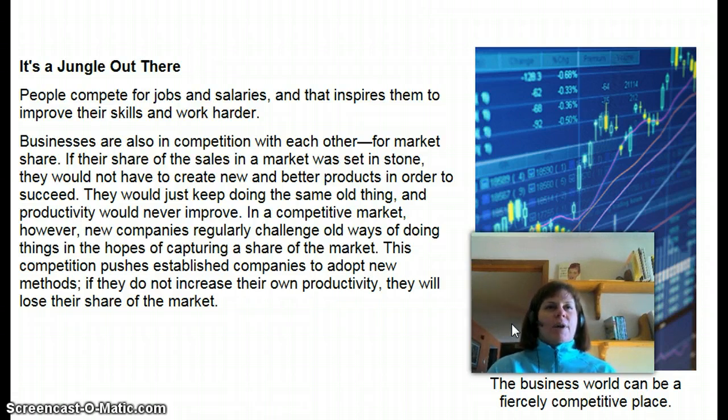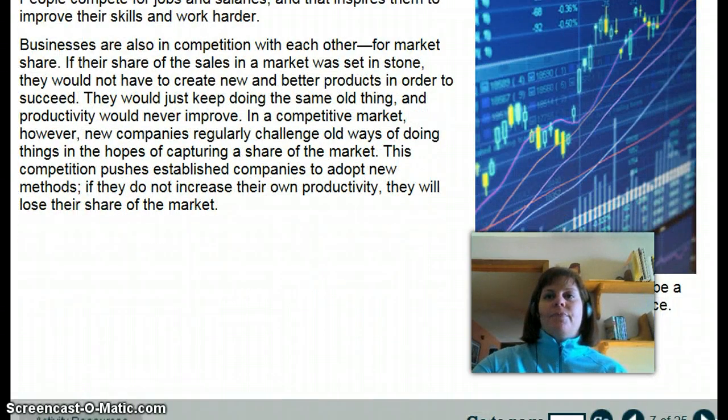In a competitive market, however, new companies regularly challenge old ways of doing things in the hopes of capturing a share of the market. This competition pushes established companies to adopt new methods. If they do not increase their own productivity, they will lose their share of the market.